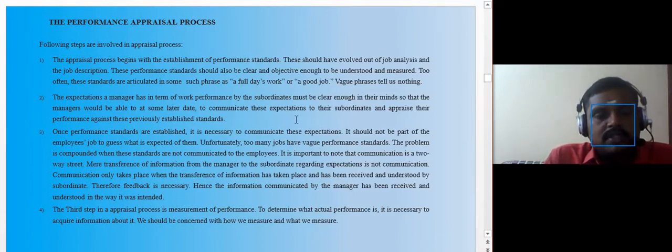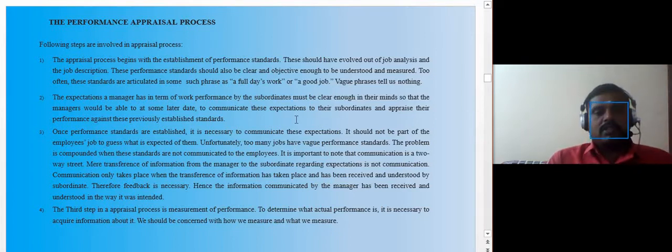The expectations a manager has in terms of work performance by the subordinates must be clear enough in their mind so that the managers would be able, at some later date, to communicate these expectations to their subordinates. The managers then appraise their performance against these previously established standards.